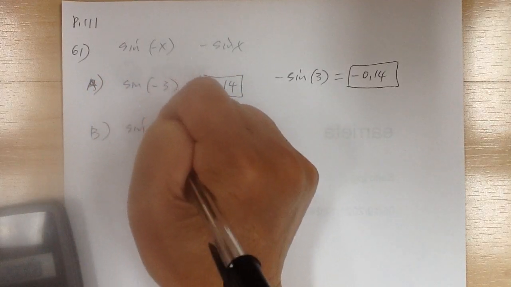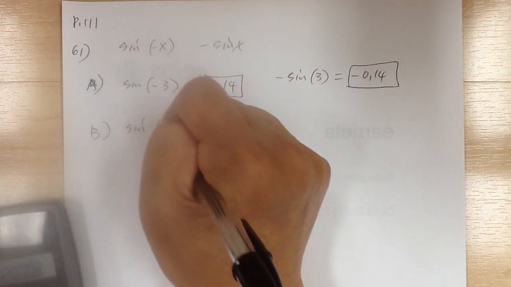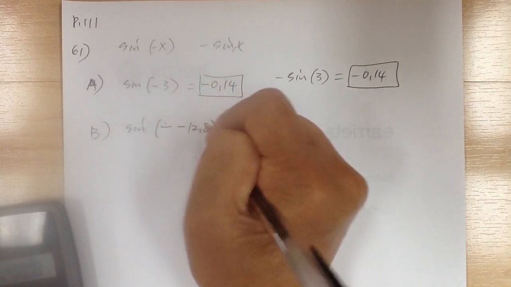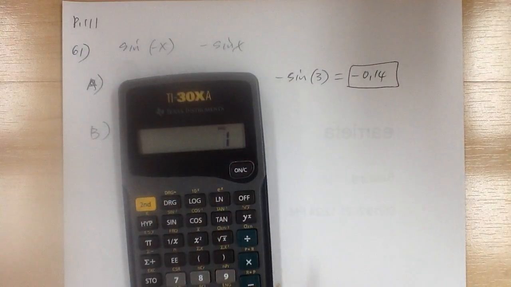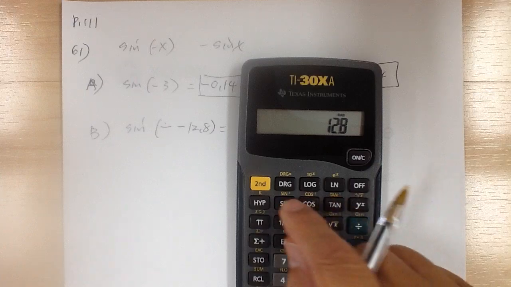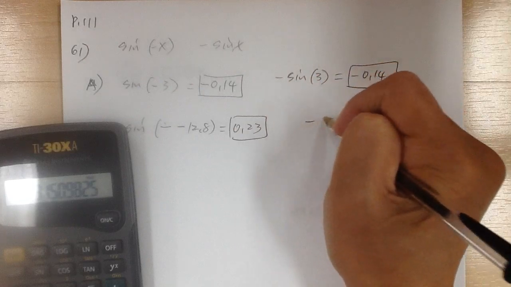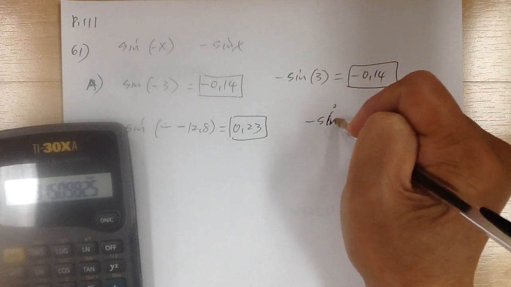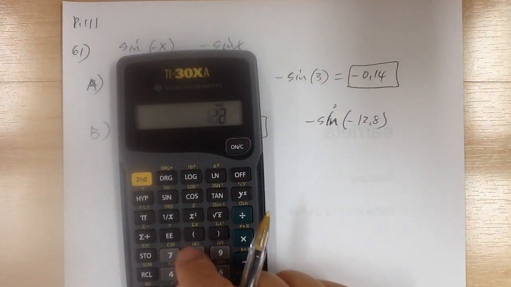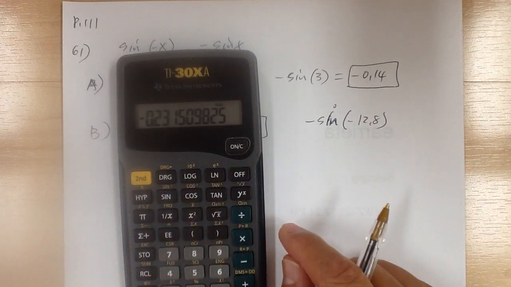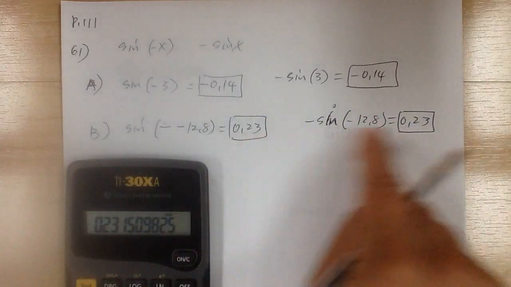So you got sine of negative 12.8. Okay, so this will equal, so it becomes positive. So you got 12.8 positive. Take the sine of that. You get 0.23. And over here you got negative sine of negative 12.8. Okay, so 12.8 negative. Take the sine of that and take the negative of that. You get 0.23. So again, you can see they're equal, right?